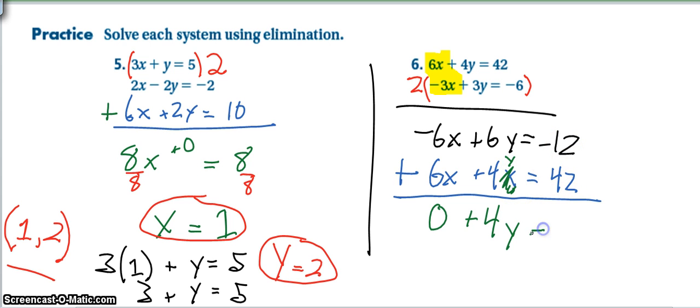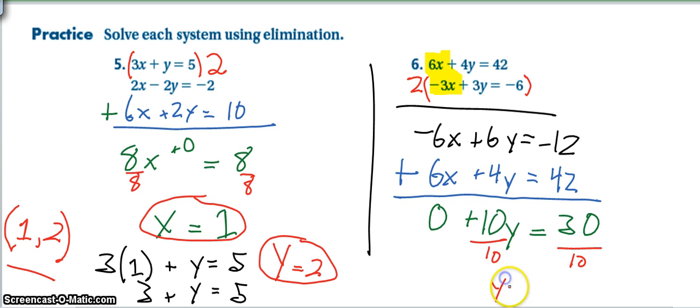And when I add this, I get a positive 30. So now I have 4y equals a positive 30. I have made another mistake. So what I actually have is 10y equal to 30. So when I solve that by dividing by 10 on both sides, I get that y is equal to 3.